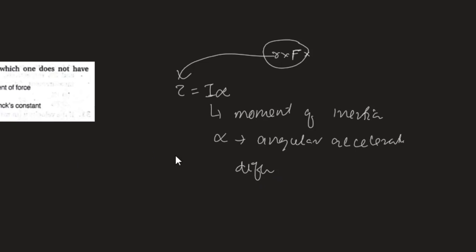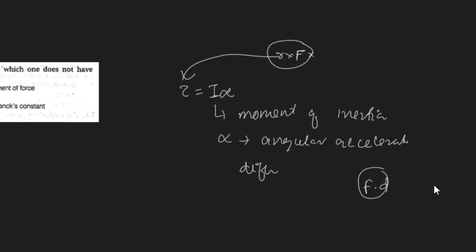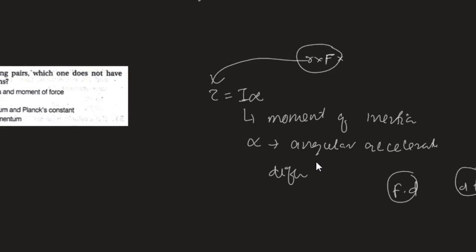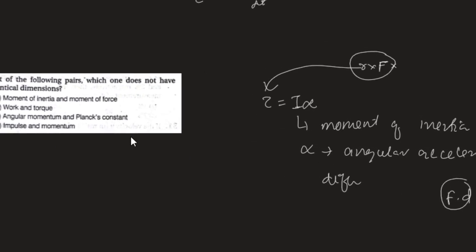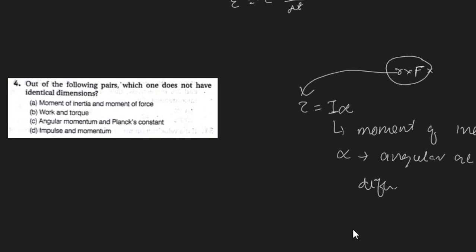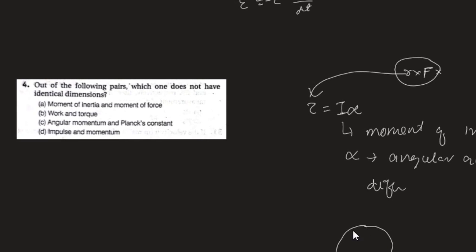Then work and torque. We know work is equal to force into distance. Again we know torque is also distance into force, so they both have the same dimension. Angular momentum and Planck constant. From Bohr's law we know the angular momentum of the orbit should be an integral multiple of Planck's constant, right? From that you can see that Planck's constant and angular momentum have the same unit.